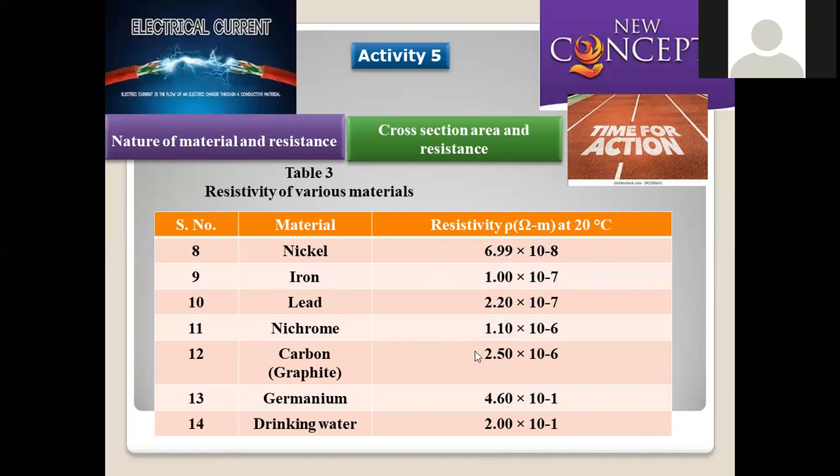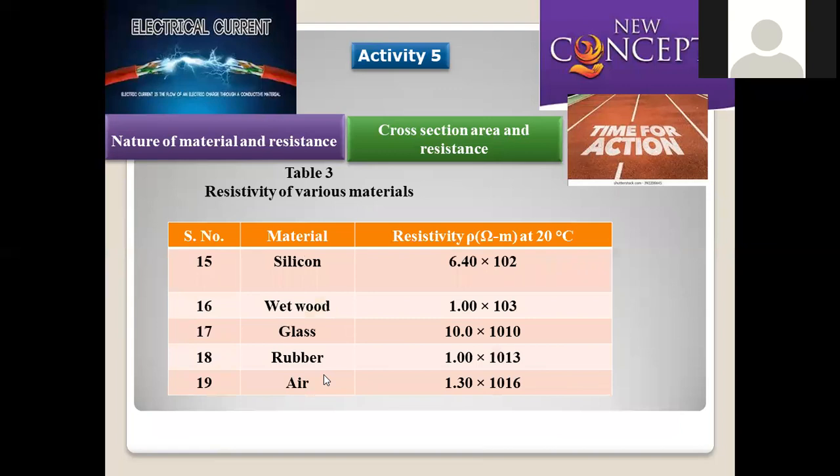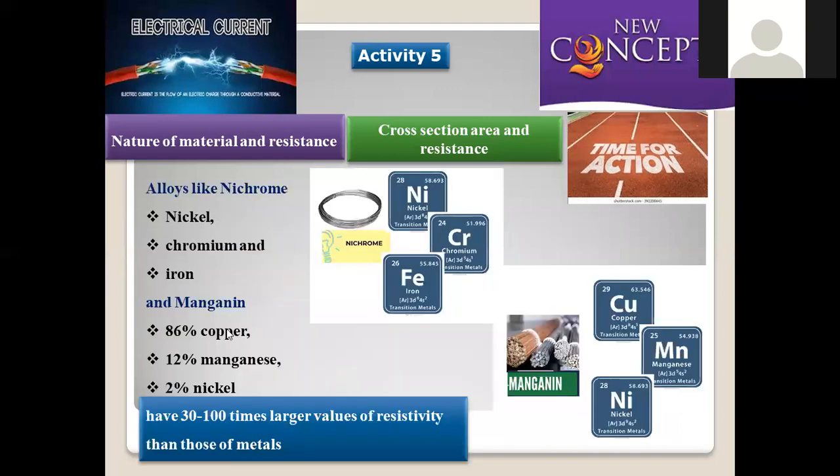And lead, followed by nichrome. Here you can clearly observe nichrome, and one more material called manganese. These two are denoted as alloy forms. When these alloy forms are taken, their resistance is extremely large, 30 to 100 times more compared to normal metals, even though these are made up of pure metals only. Alloy is nothing but a mixture of metals, right? We are taking pure metals only.